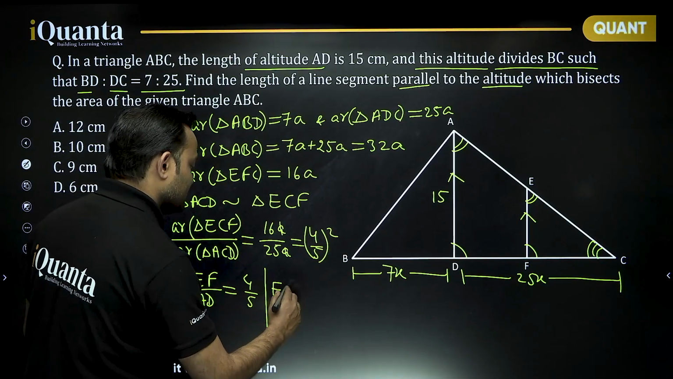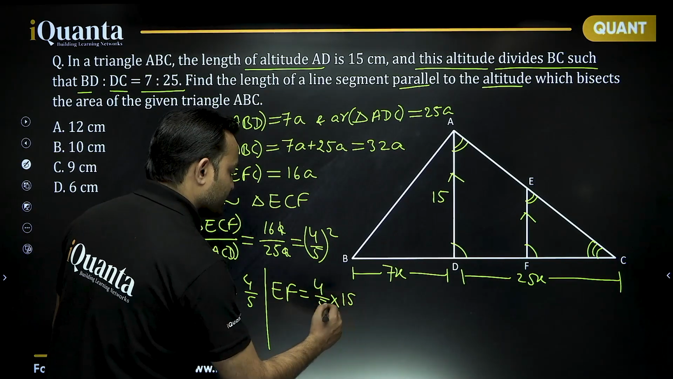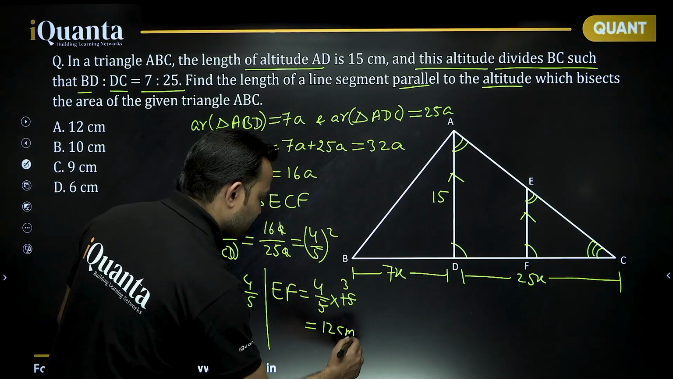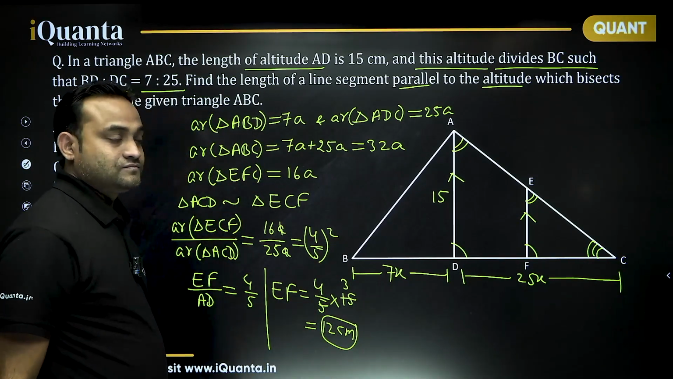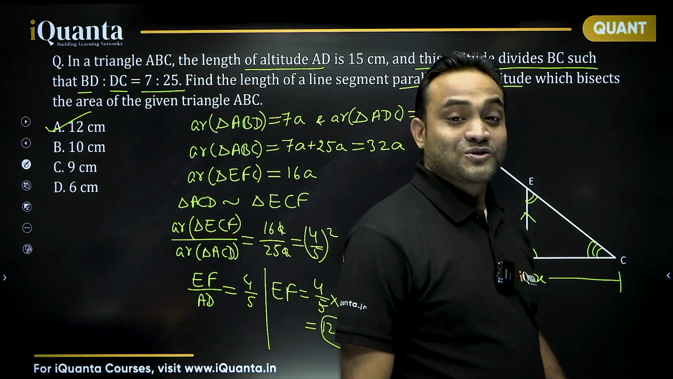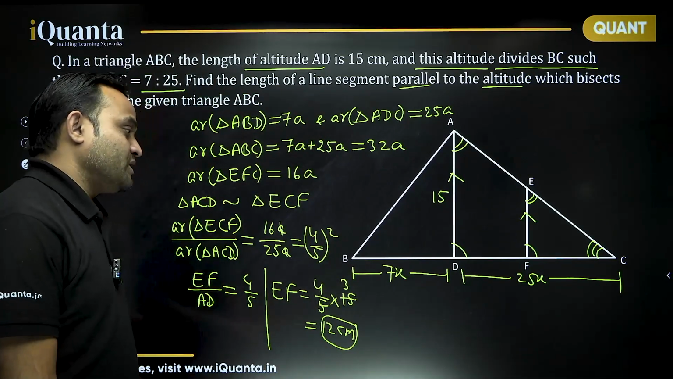Can we say EF will be equal to 4/5 into 15? So 3 times 4, this gives us 12 centimeters. Right? So our answer is option A here. It's a really good question based on similarities. Otherwise, solving this question could be a little headache.